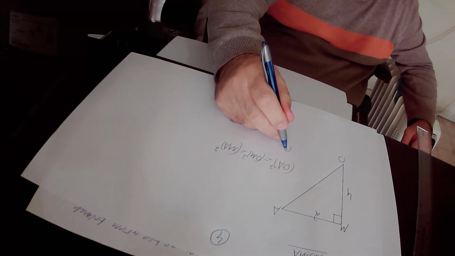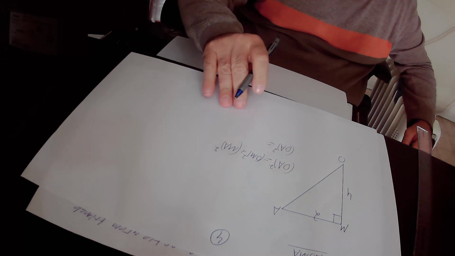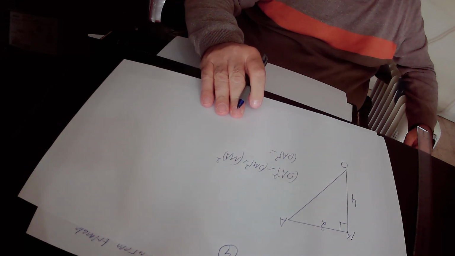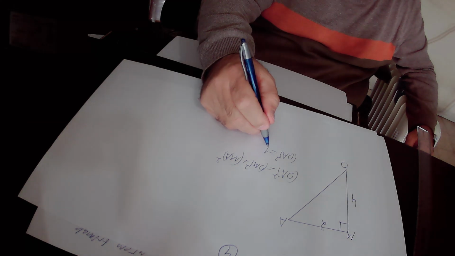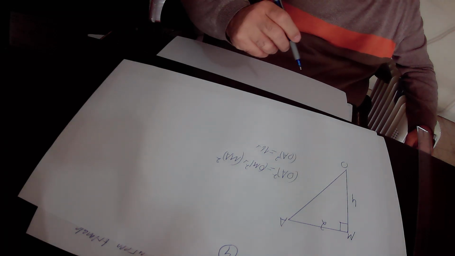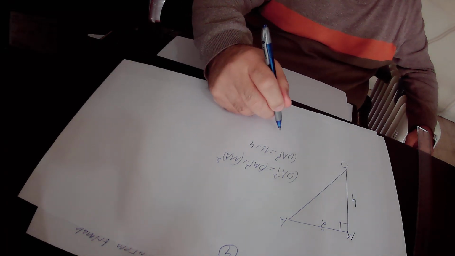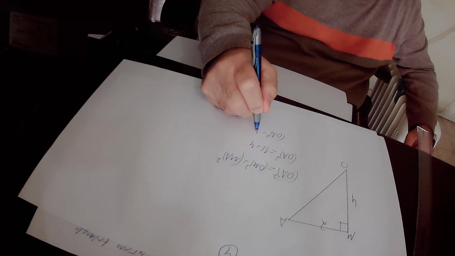So OA square equals OM square. OM is 4, therefore OM square is 4 squared, that is 16, plus MA square. MA is 2, therefore MA square is 2 squared, that is 4. So in conclusion, we found out that OA square equals 16 plus 4, that is 20.